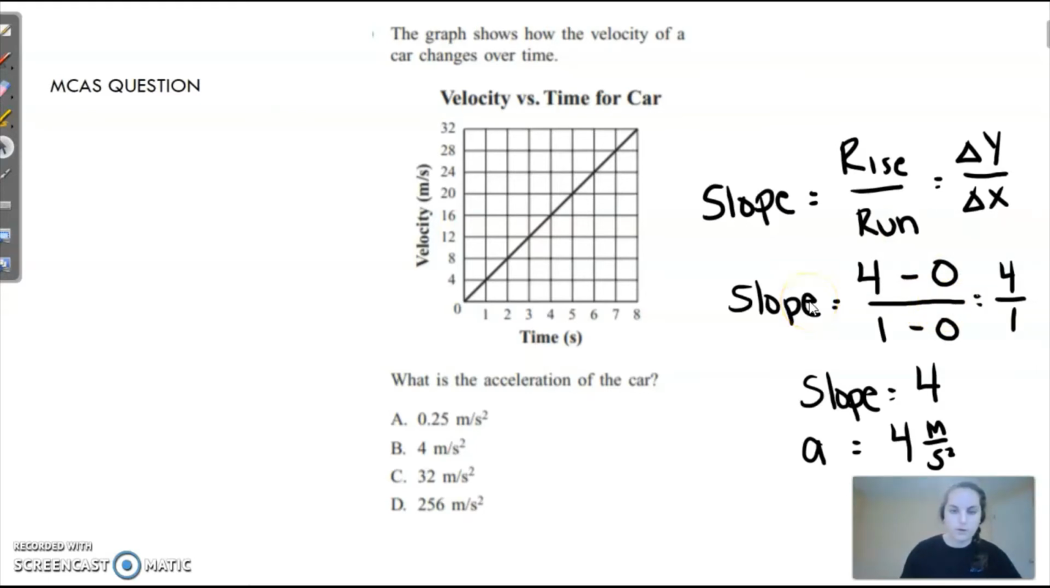We're going from a speed of 0 meters per second to 4 meters per second. So with that, we have a 4 over 1. So your slope is 4, which means that on your velocity versus time graph, our slope is our acceleration. So our acceleration is 4 meters per second squared, and your answer should be B.